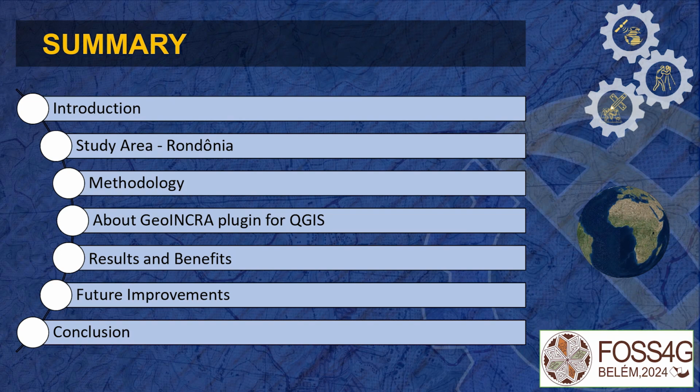Okay, the GeoRondônia Project aims to address 3 key goals, and we will talk about these goals and the solution in QGIS. But we will see the study area, the state of Rondônia in the Amazon. We will talk about the methodology and about the GeoINCRA plugin that is used here in Brazil, and the results and the benefits, the future improvements for this plugin, and conclusion.